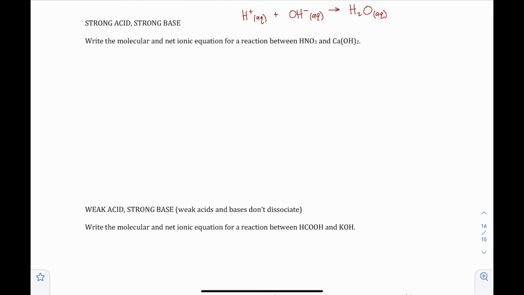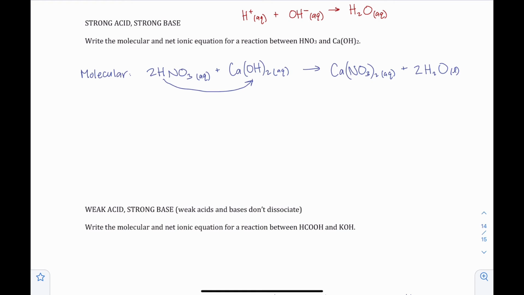The next example gives us nitric acid and calcium hydroxide. Nitric acid donates H+ to calcium hydroxide to form water, and what's left forms the ionic compound calcium nitrate. Now don't forget to balance the equation. In the previous example, the equation was already balanced, but this one isn't until you add the coefficients.